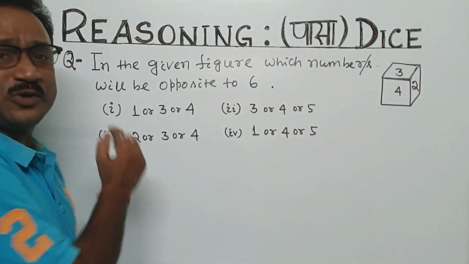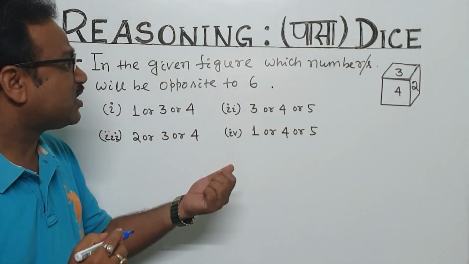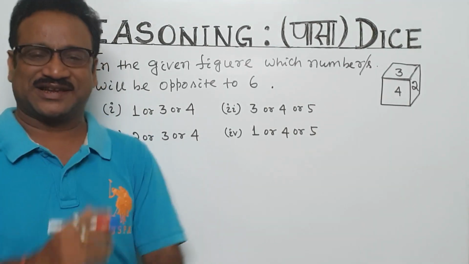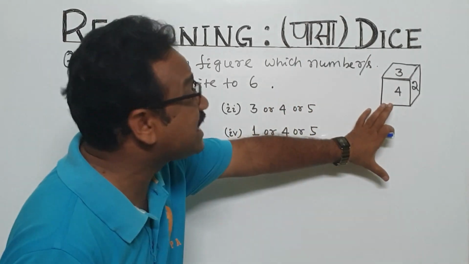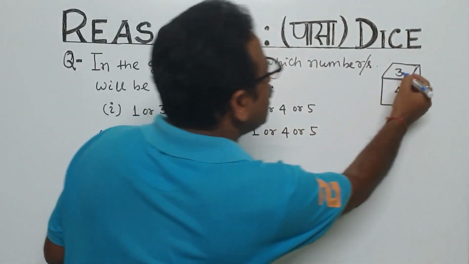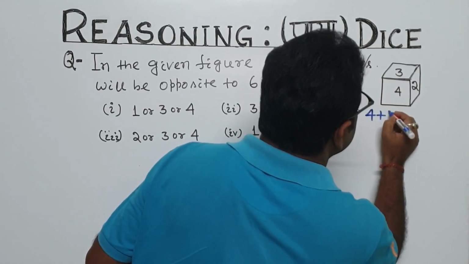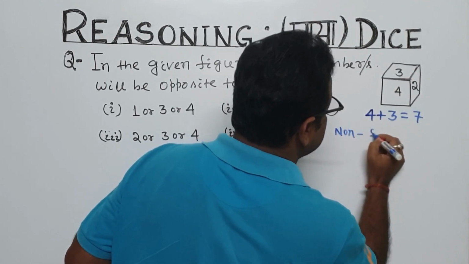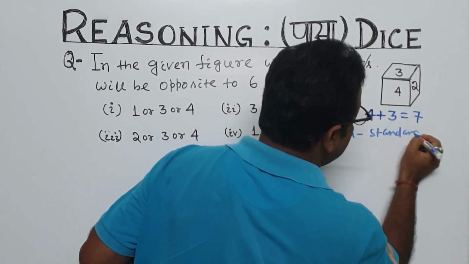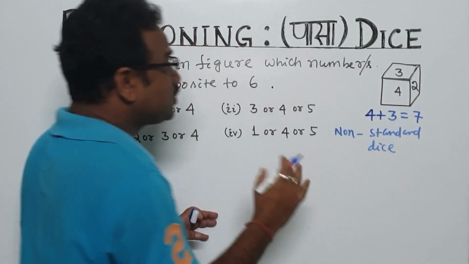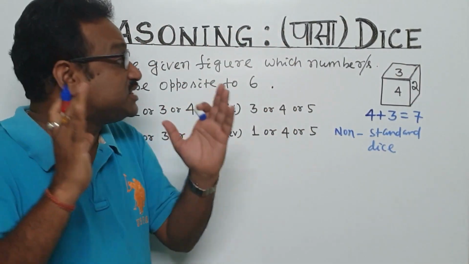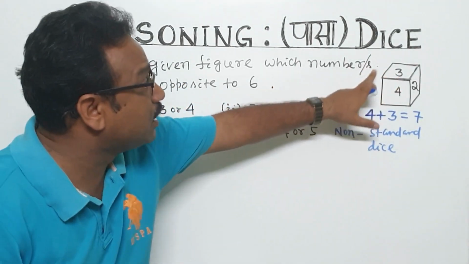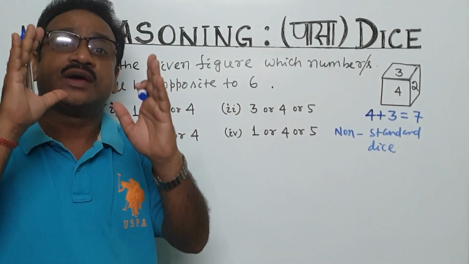Now move on to the example. In the given figure, which number or numbers will be opposite to 6? First let us find out whether this is a standard dice or a non-standard dice. Here 4 plus 3 is equal to 7, so it is a non-standard dice. The digits which are visible are 2, 3 and 4. The numbers which are visible cannot be opposite to each other.